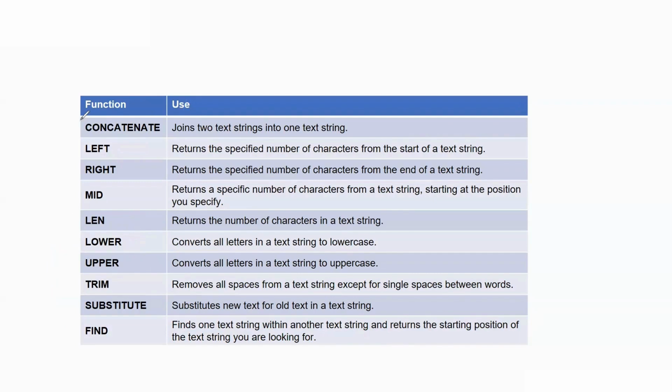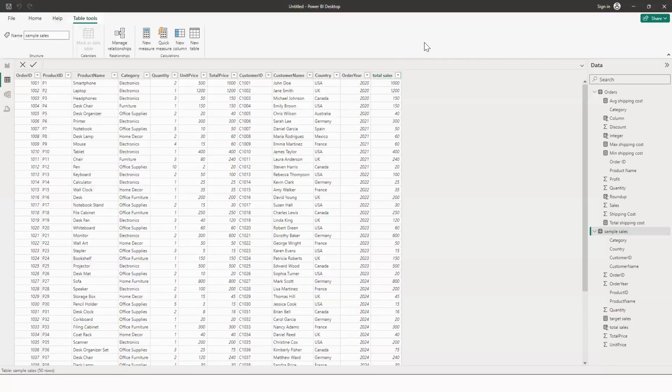So let's go to the Power BI screen and see how we can do some practical demonstration over there. The first one that we are going to use is the concatenate function. Over here, I have this product name and category. What I need to do is combine these. Let's say, first of all, I need to show the category and then I will be showing the product name. I want to add these two.